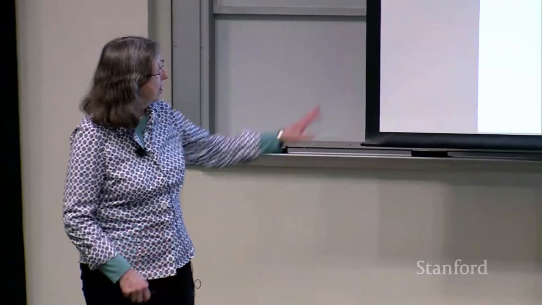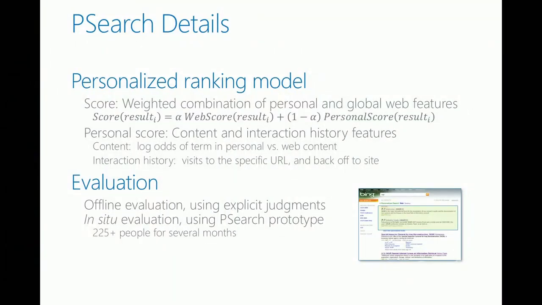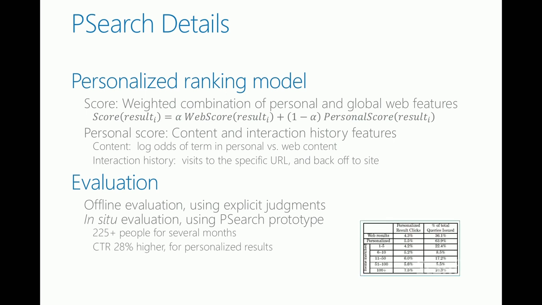We did a bunch of offline experiments using explicit judgments. These are sort of painful to get. But we also did an in situ evaluation where we deployed this prototype to over 220 people for several months. And what we did here was we presented a kind of bifurcated list. So here were regular search results, and on the top were 2 to 3 personalized results. Okay. And we just looked at how people interacted with those. What we found was that the click-through rate was 28% higher for personalized results.